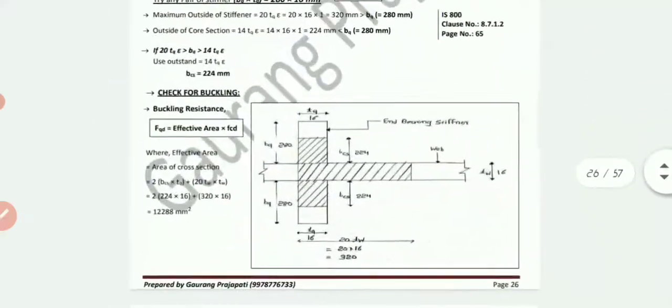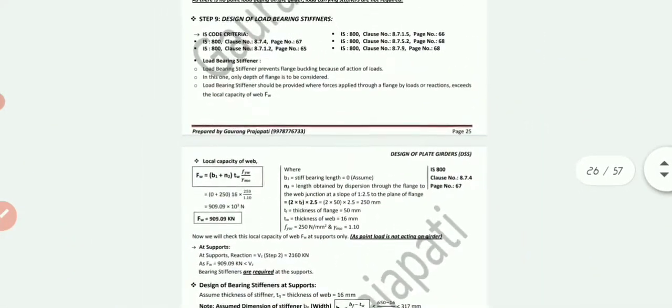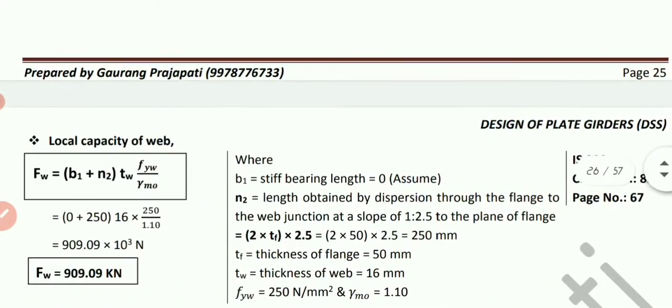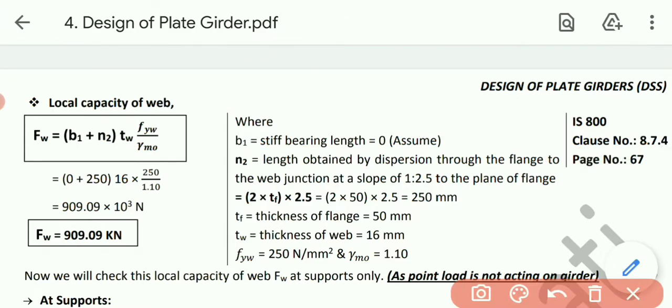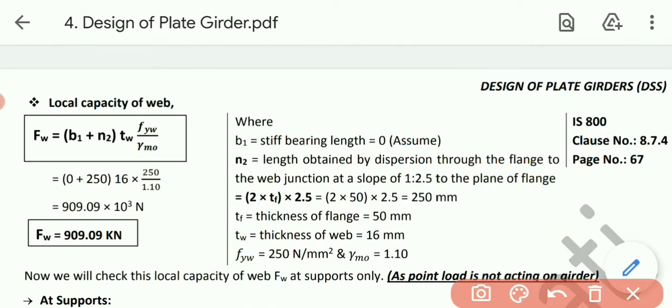Let's go to the example. N2 is twice TF multiplied by 2.5, ultimately 5 times TF. TF is 50, so 5 times 50, the answer will be 250. The remaining terms: TF, thickness of flange, is 50, TW, thickness of web, is 16, and FIW is 250 and 1.10.